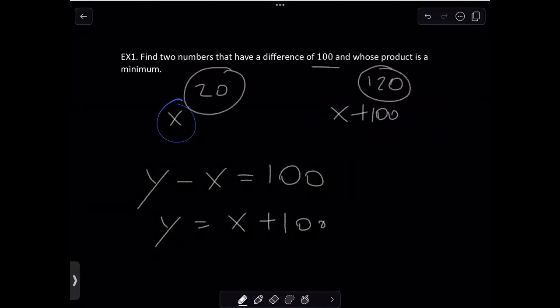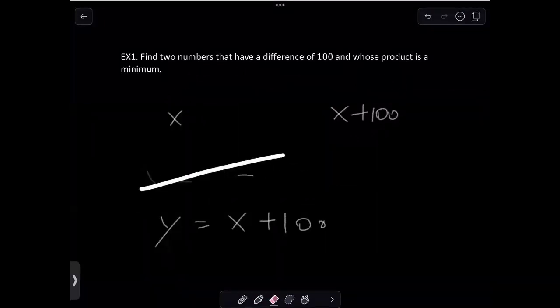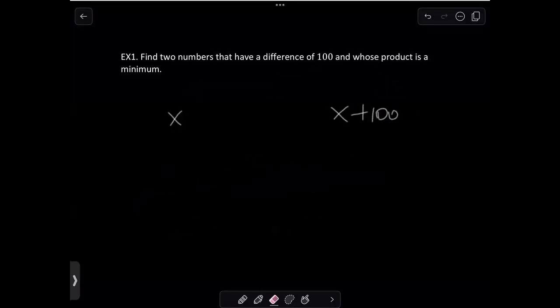to be 120. 120 minus 20 equals 100. So that's an important condition that I need to satisfy. Okay, so I've satisfied that condition. Let's get this all out of the way. And then we need to find those two numbers such that their product is a minimum.